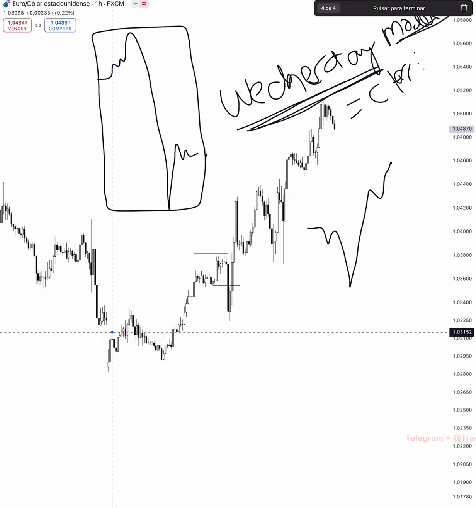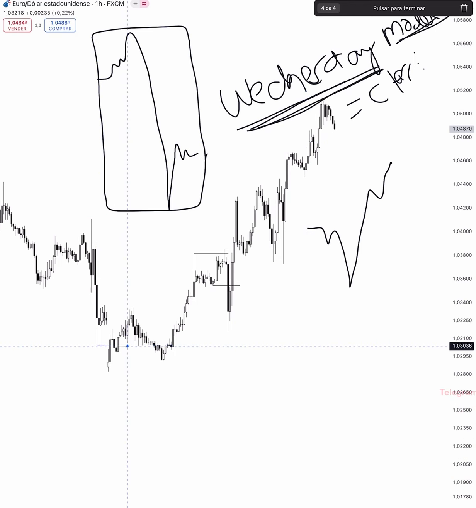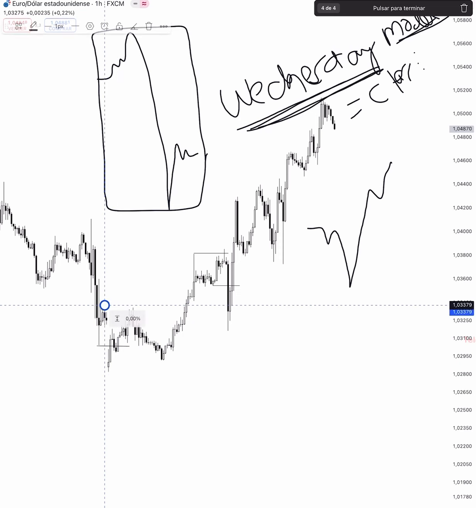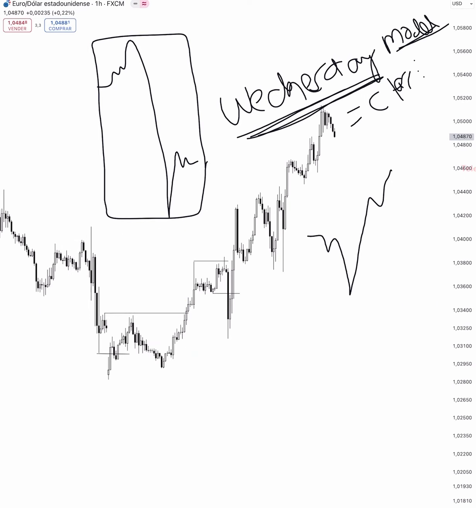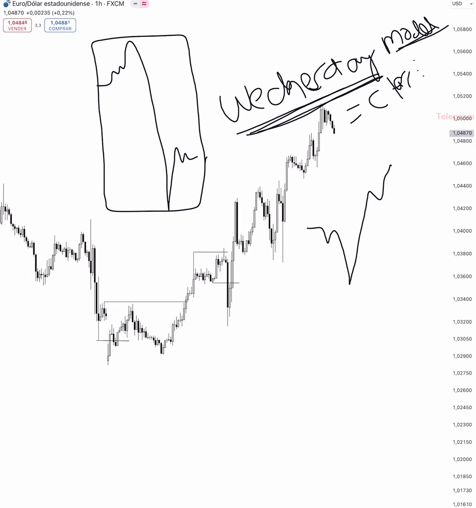All right. There is the swap. Right there. Anyway, so that's basically how that trade was taken.